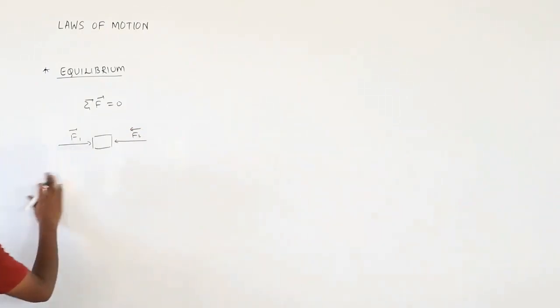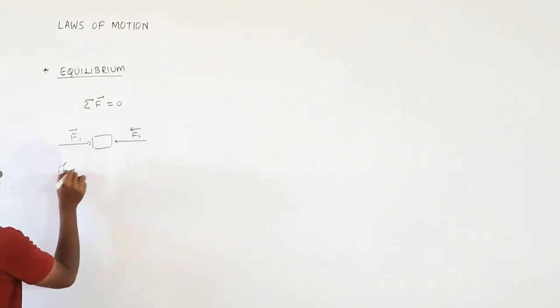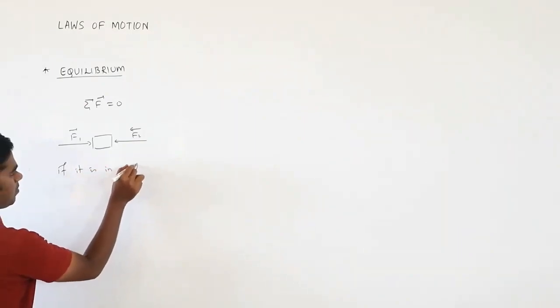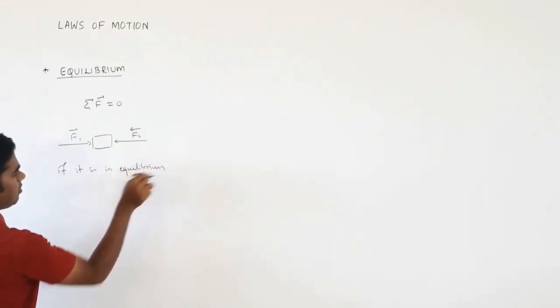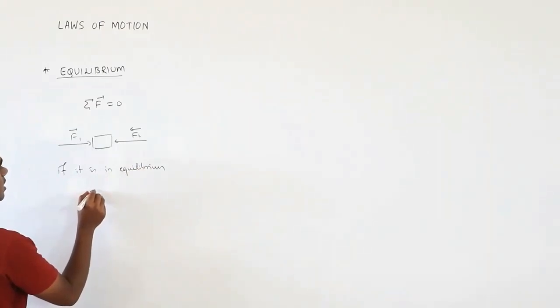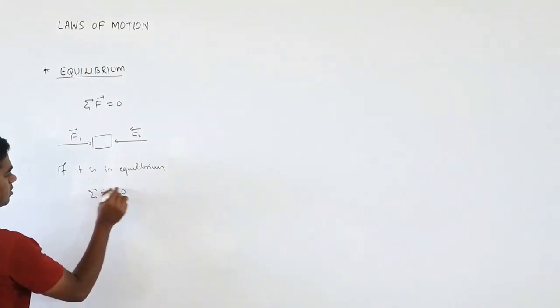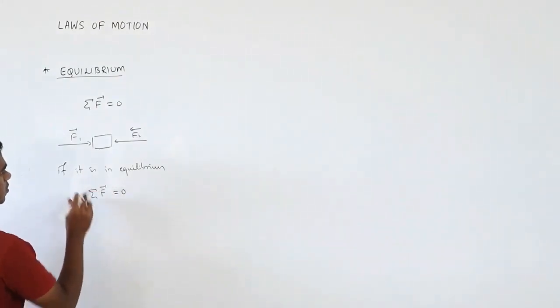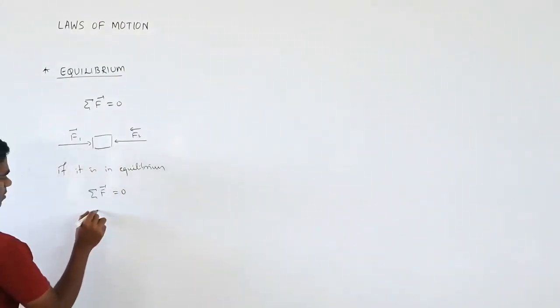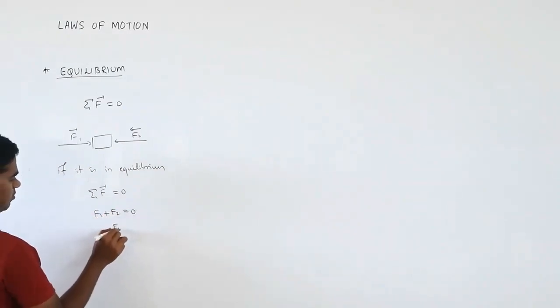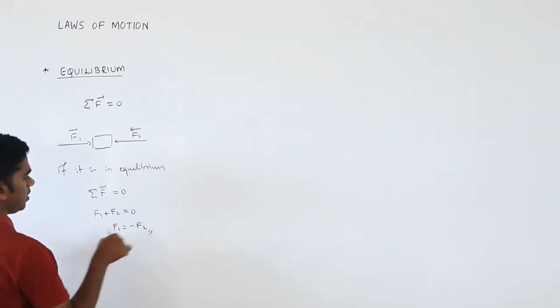Okay. So if it is in equilibrium, what is the condition? Sum of forces is 0. So summation of F equals 0. What is the sum of forces? F1 plus F2 equals 0. So that means F1 is equal to what? F1 is equal to F2.